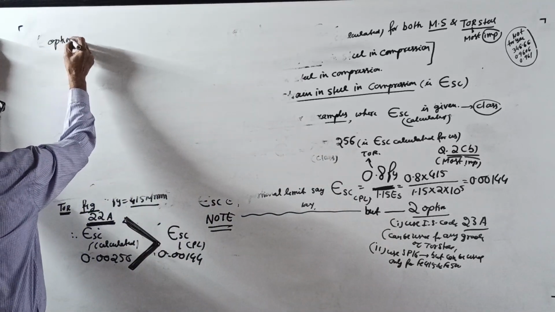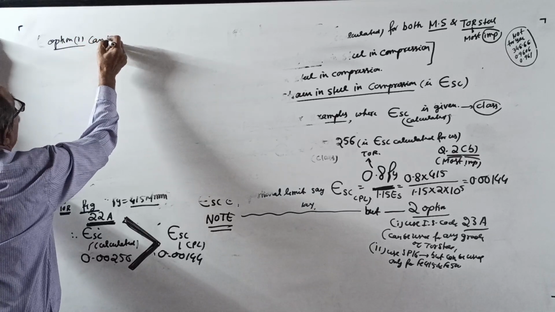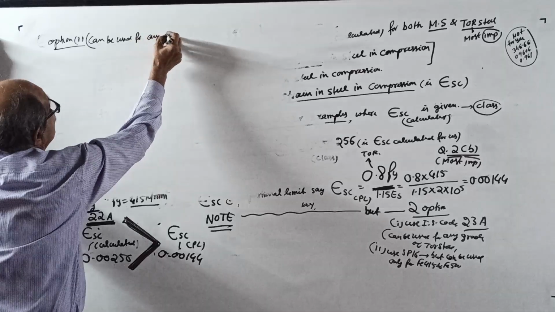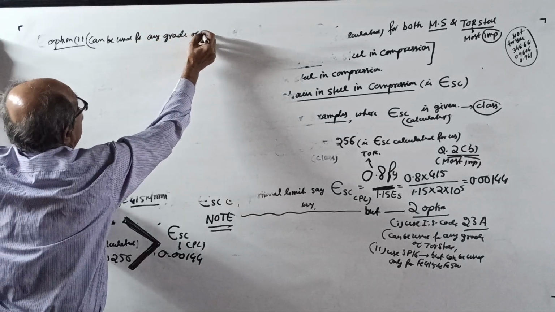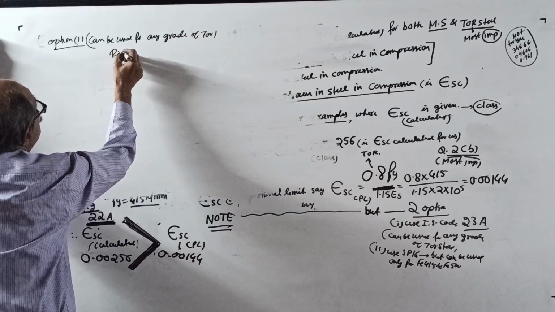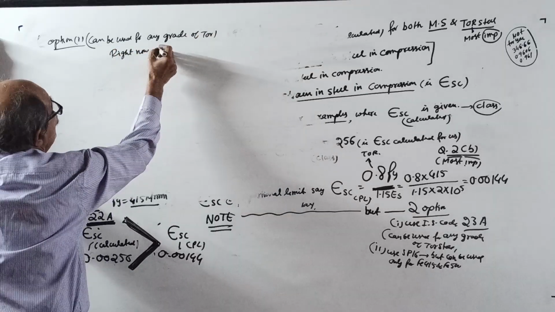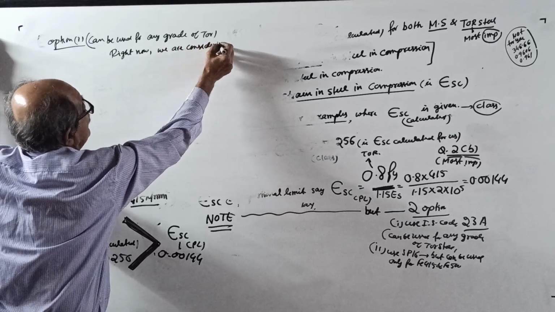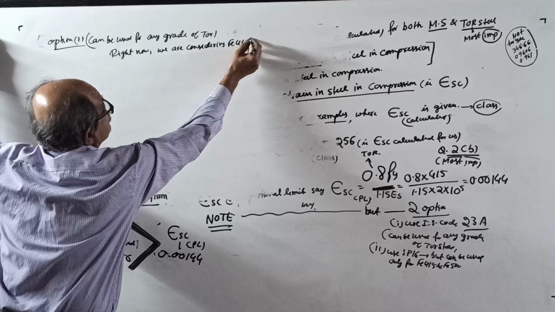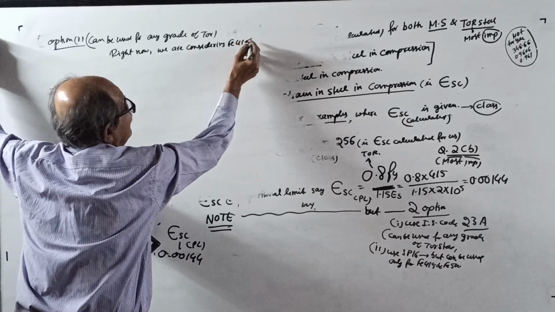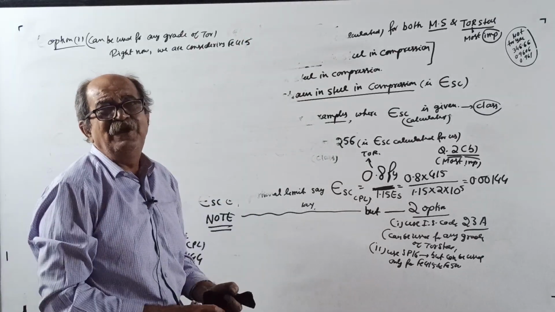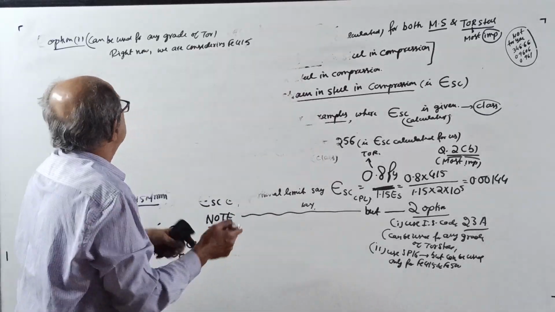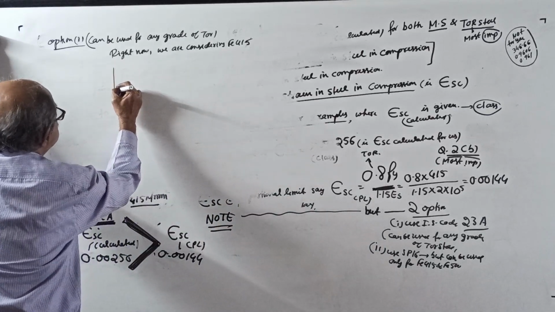Option 1. Can be used for what? Make a note. Can be used for any grade of Tor steel. Right now we are considering Fe415. If someone asks, sir, Fe500, write Fe500 and use fy equal to 500. Why are you asking me? When you refer to the graph, 415 will not come. Okay, fy. Now, what to do?